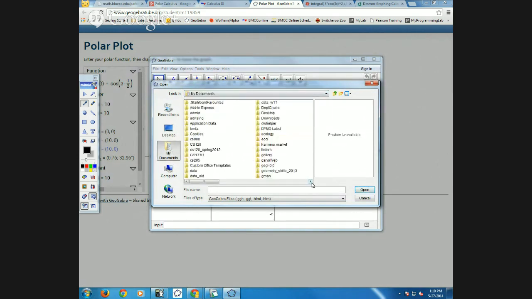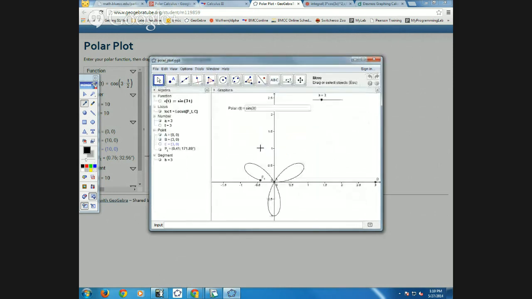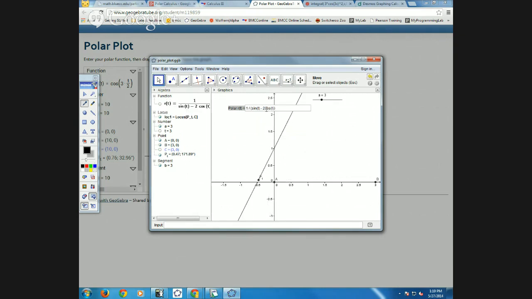Hang on, I'm trying to find it. Here we go. Polar plot. Okay, so I'm just going to put that line in here so you can see how it's graphed. What is it again? It's 1 divided by parentheses sine of t minus 2 cosine of t. Okay, so there's my line.